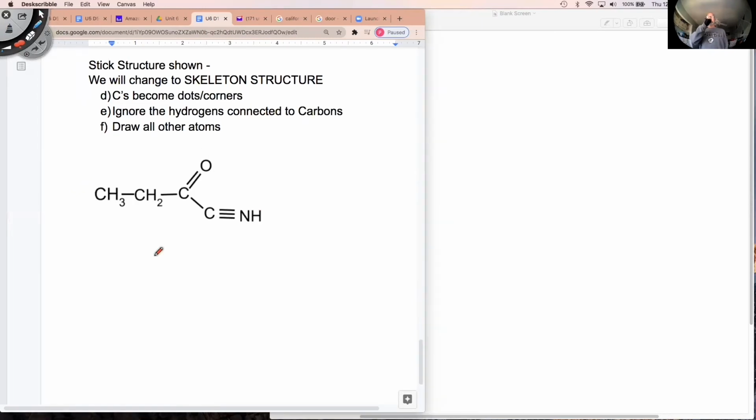Ladies and gentlemen, let's just review. We're going to draw the skeleton structure, which is just the bones, just the backbone. So the carbons are going to be the corners and the little dots on the ends. Ignore all hydrogens connected to carbons and draw all other atoms. So we could take a look and say, okay, find the longest carbon chain. There are rules about where to start, but I'm not going to worry about that right now. So there's 1, 2, 3, 4. We have 4 carbons all connected in a row.